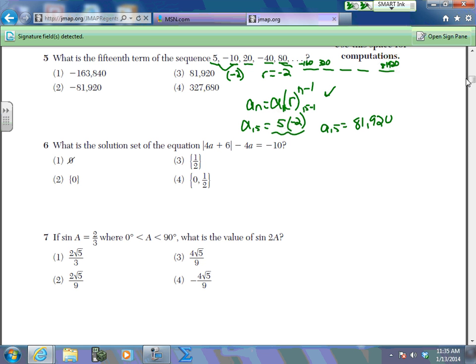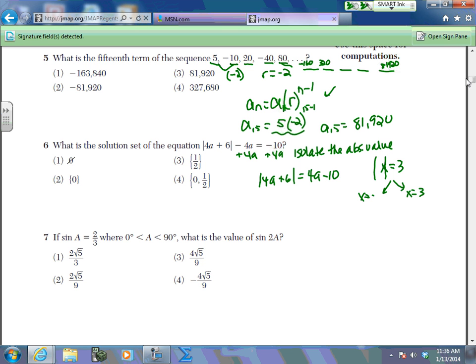Number 6 is an absolute value. Absolute value, whenever you start an equation, remember to isolate the absolute value, which means you have to get it on one side by itself. So add 4a to both sides before you even start. Now, in your absolute value, let's take a small one. X can either be a positive 3 or X can be a negative 3. You have a positive and a negative root.